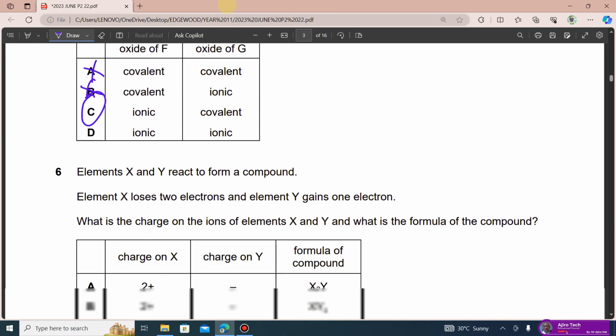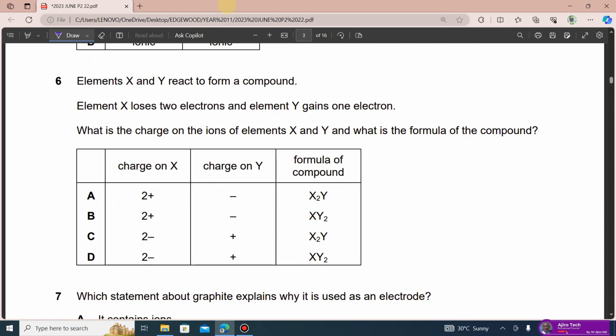Alright, so moving forward, move to question 6. Elements X and Y react to form a compound. Element X loses 2 electrons and element Y gains 1 electron. So if X loses 2 electrons, it's 2 plus, and Y gains an electron, so it's just minus. What is the charge on the ions of elements X and Y, and what is the formula of the compound? So the charge is 2 plus and minus 1, so that means C and D are off. So 2 plus and minus 1 for A and B.